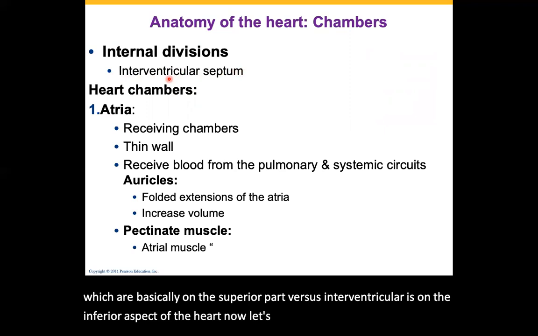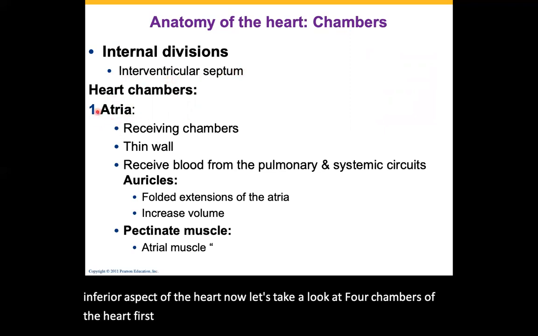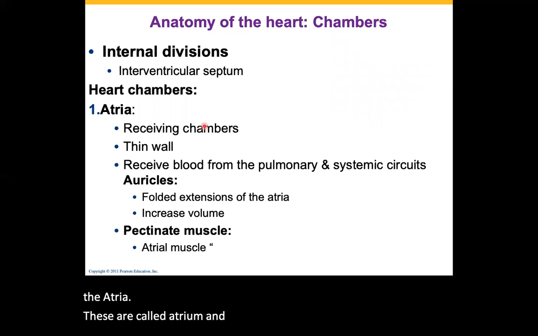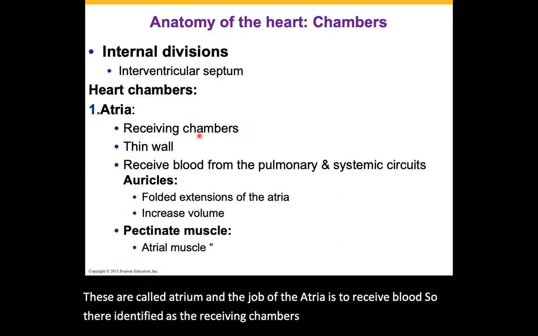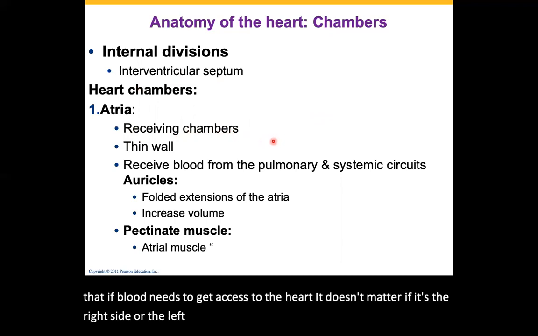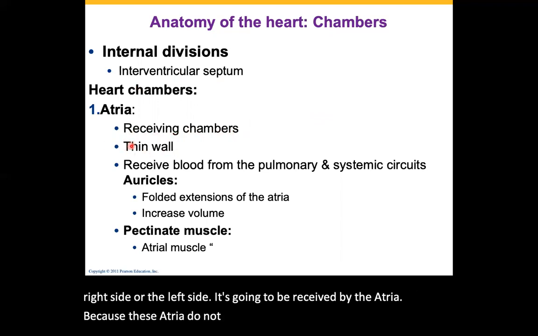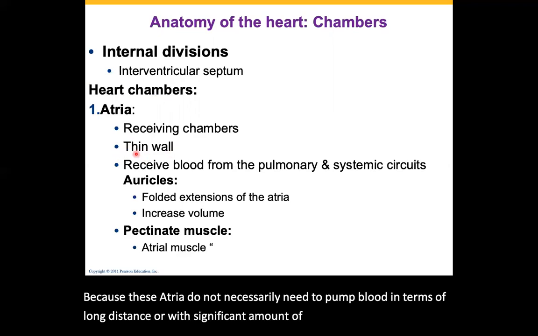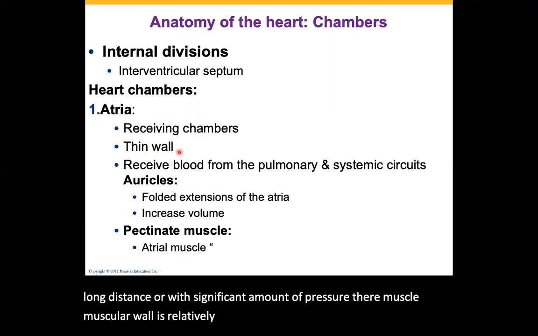Now, let's take a look at the 4 chambers of the heart first. The 2 top chambers of the heart are referred to as the atria. If you're talking about a single one, it is called an atrium. The job of the atria is to receive blood, so they're identified as the receiving chambers. What this means is that if blood needs to get access to the heart, it doesn't matter if it's the right side or the left side, it's going to be received by the atria. So again, right atrium and left atrium. Because these atria do not need to pump blood over long distances or with significant pressure, their muscular wall is relatively thin.